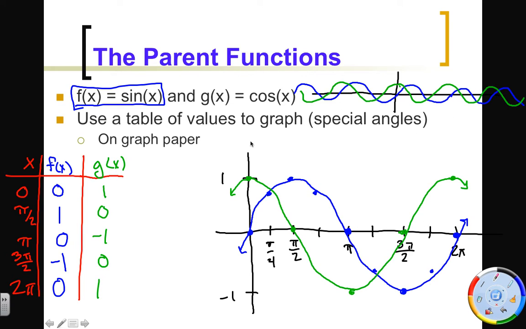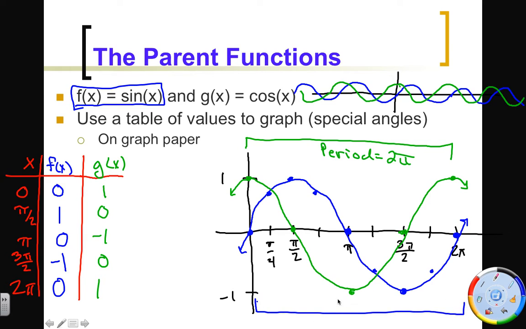Now, what I want to point out is this thing that we were talking about, the period equals 2 pi. That's one full revolution of cosine. For sine, the period equals 2 pi as well. And that's one full piece of the sine curve, and that piece just keeps getting repeated over and over again.